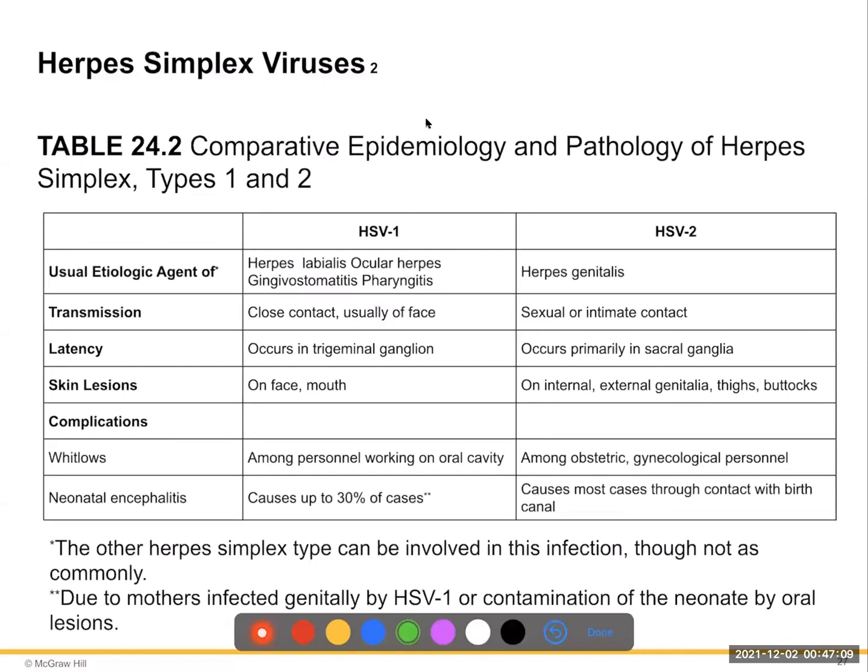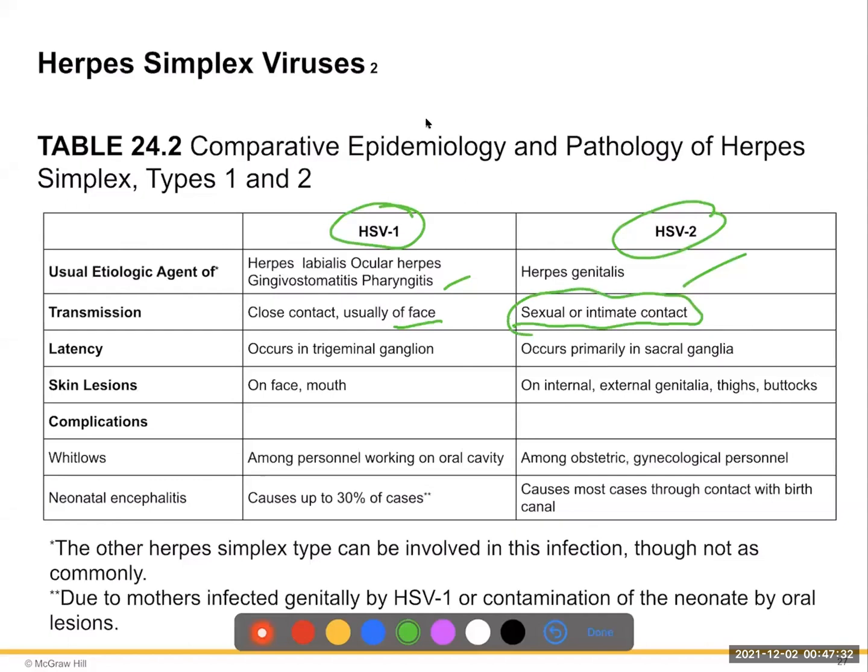Etymology and comparison of the pathology of herpes 1 and 2. This is herpes simplex 1. This is herpes simplex 2. Okay, this is on the oral cavity or around the mouth, and this is in the genital area. Transmission is close contact, used by the face. And this is sexual or intimate contact for herpes simplex 2.